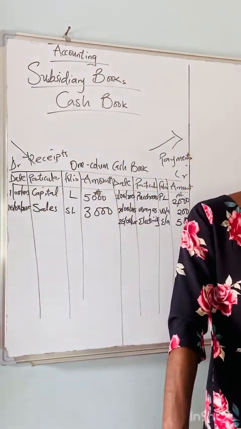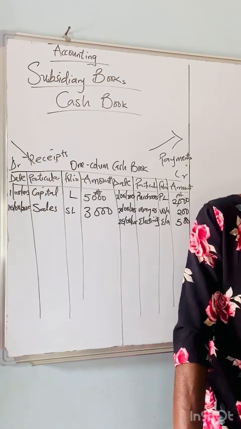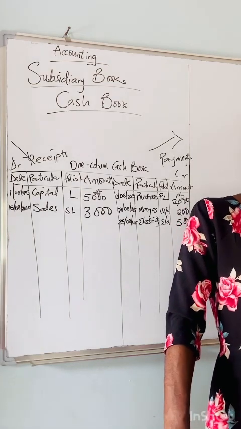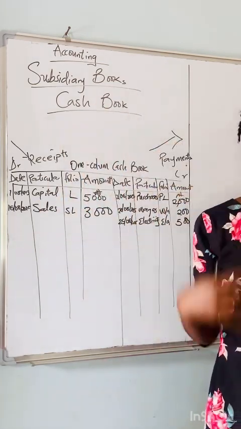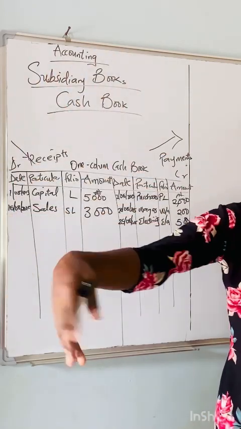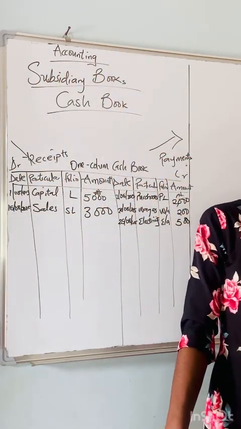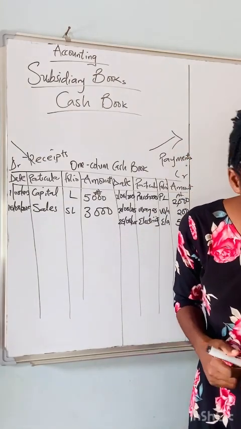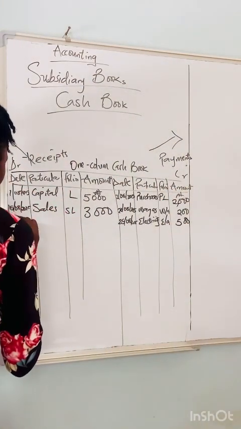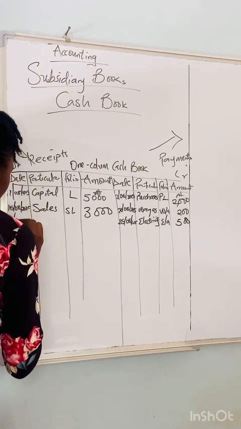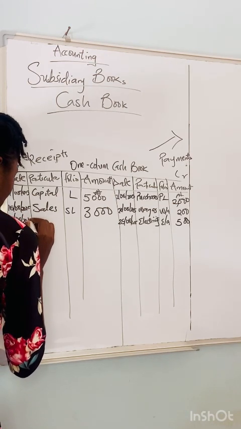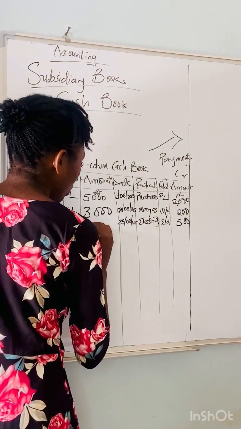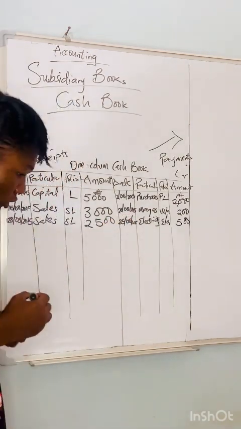And then on the 28th of the same month, we made cash sales of 2,500 naira. In this case, money is coming in. Although goods were going out, money was coming in. So we'll be debiting our account for the cash sales of 2,500 naira. Our folio is the sales ledger, 2,500 naira.